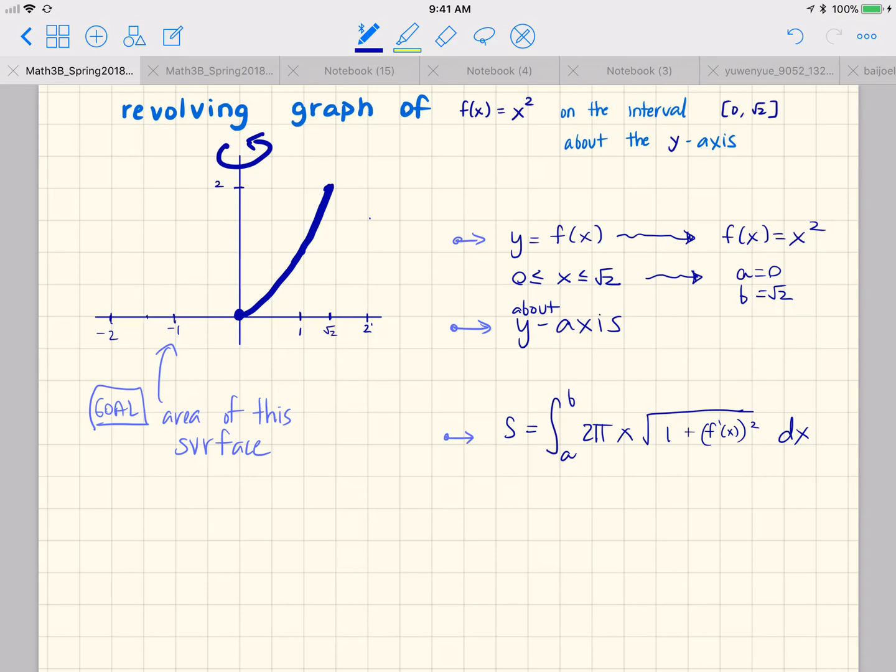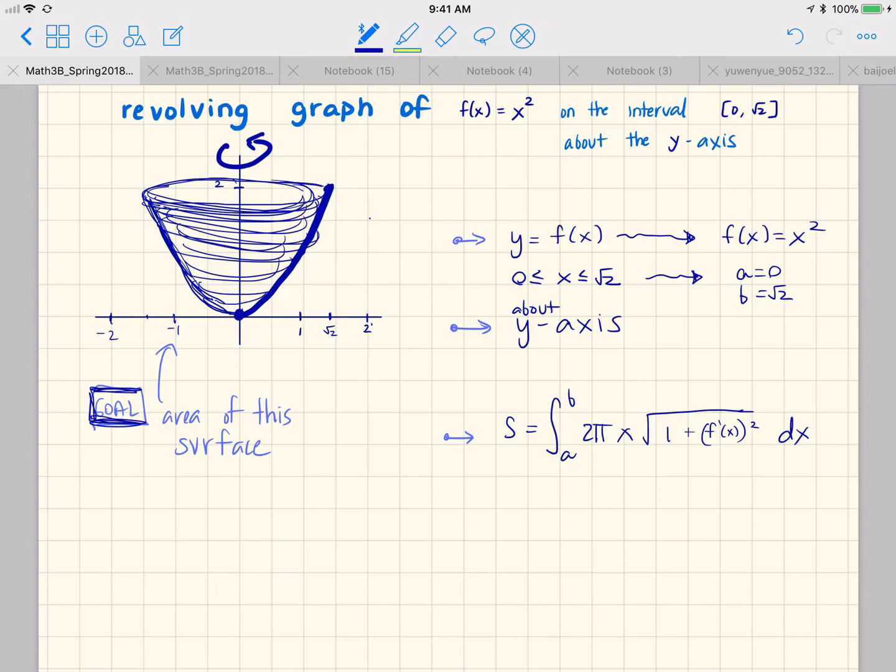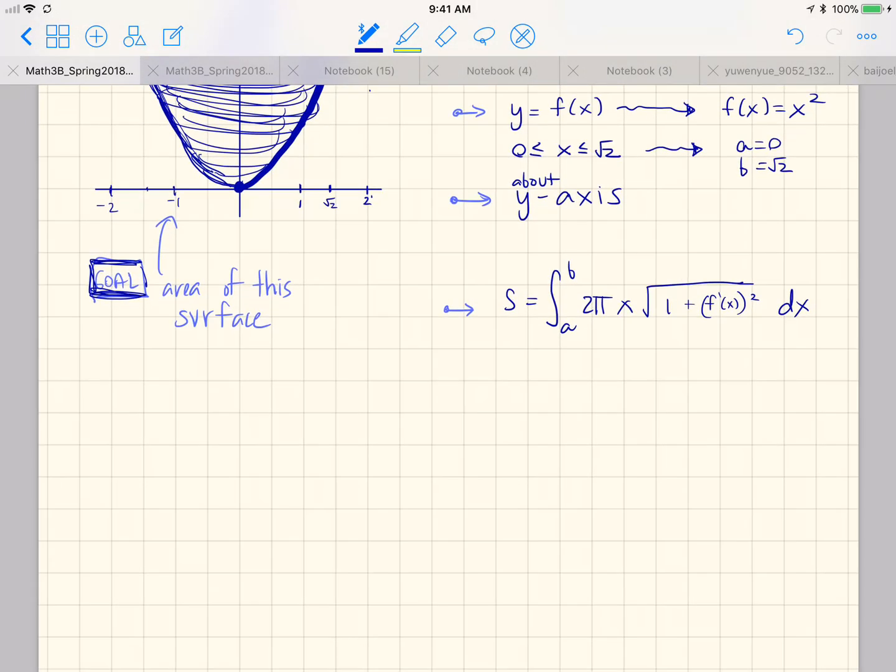Okay, so when we draw this, we should get something like this. This is our three-dimensional surface here, so you kind of get an idea. And we want the area of this surface. So this is our goal, to find the area of this surface. So we have our formula, so let's go ahead and start computing.